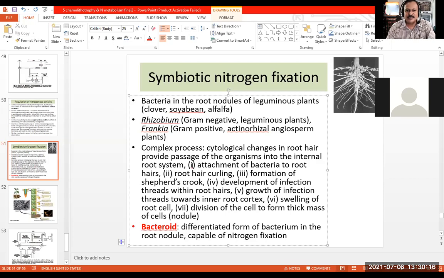These are the different steps concerned with the symbiotic association of rhizobium and the roots of leguminous plants. First is attachment of bacteria. Before that, as I told you, there is a recognition, some kind of signaling between the bacteria and the root cells, and that signal will allow the bacteria to go to the root hair cells.